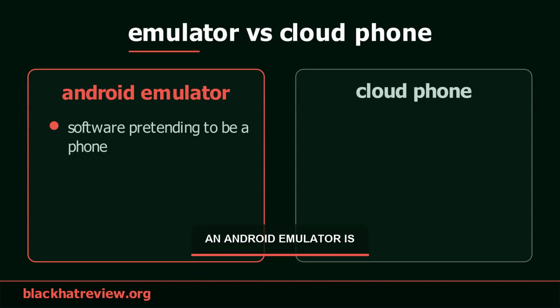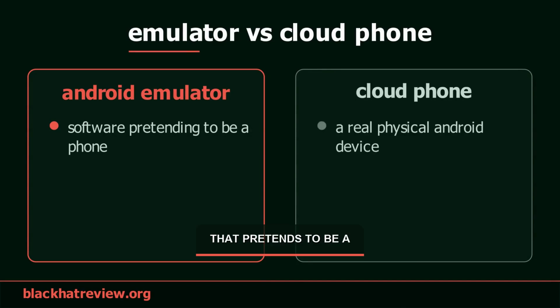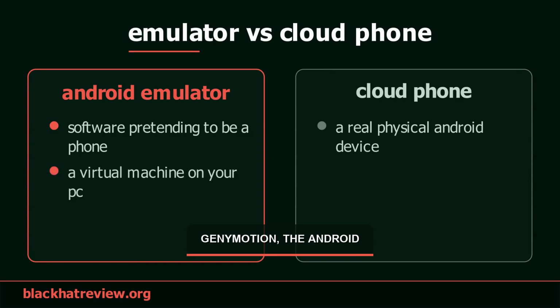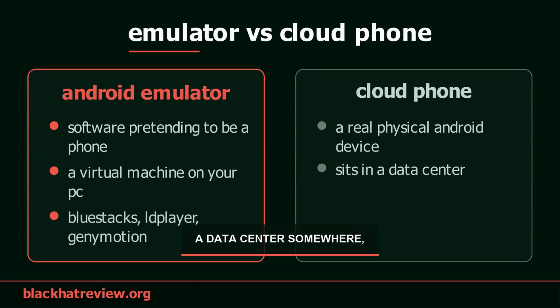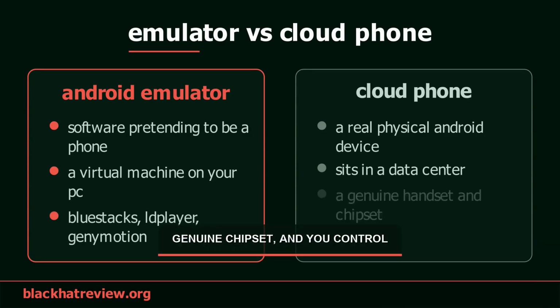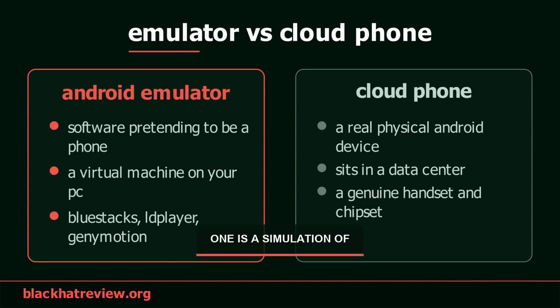An Android emulator is software running on your computer that pretends to be a phone. BlueStacks, LD Player, Genymotion, the Android Studio emulator. It is a virtual machine drawing a fake phone on your PC. A cloud phone is the opposite. It is a real physical Android device sitting in a data center somewhere. A genuine handset with a genuine chipset, and you control its screen over the internet. One is a simulation of a phone, the other is an actual phone you happen to be holding from far away.